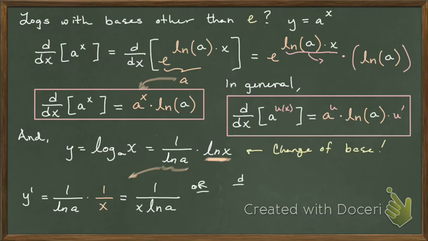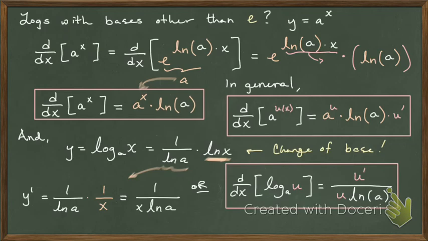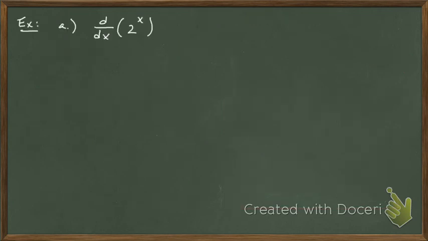And again, I want to be able to write this in general. Derivative of log base a of u is 1 over u times natural log of a, but of course times then u prime. Okay? I'll just do a quick few examples here.